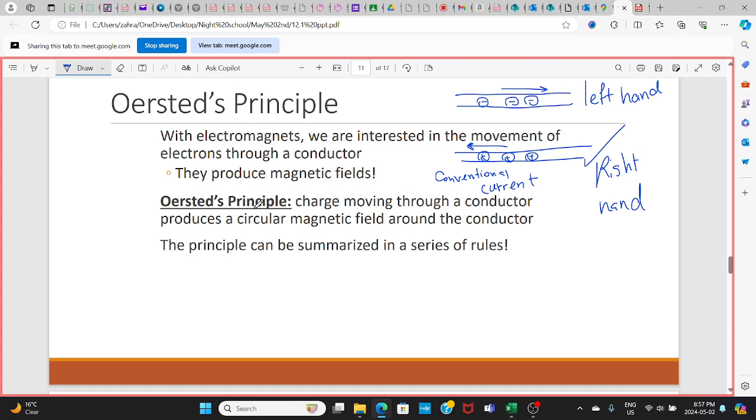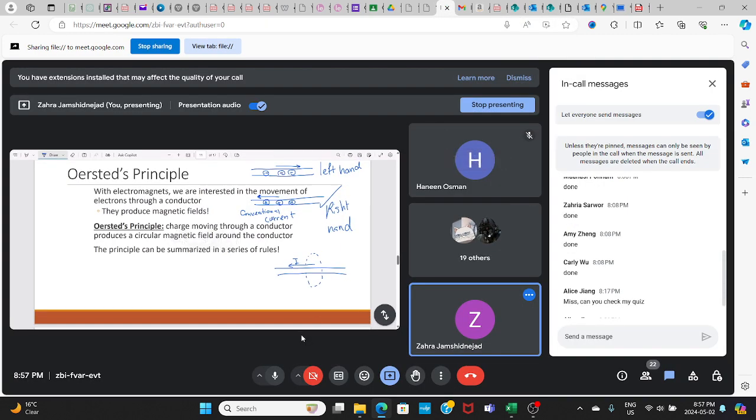Charge moving through a conductor produces a circular magnetic field around the conductor. So let's say my current is going in this direction. I call it I in this direction. This will produce a magnetic field, and it's going to be like a circle around that. Maybe I just open my camera, and you can see me, and I'm going to demonstrate this for you. You want to see me?